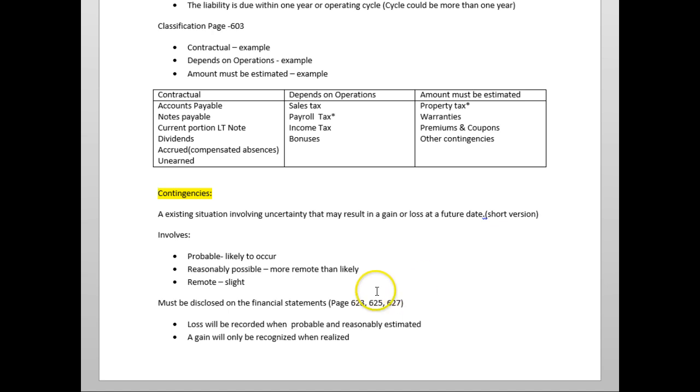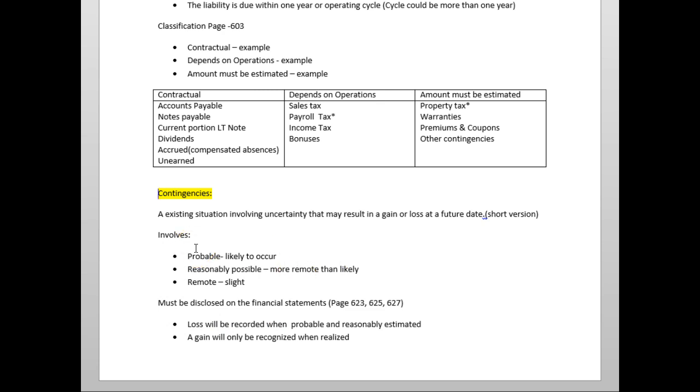There's some terminology used with this. There are three, and these are kind of important, because how these apply to the contingency will depend on whether things are disclosed in the financial statement. And if you look at pages 623, 625, and 627, you can see how these words interplay with that. The other things that you're going to look at is a loss or a gain and when to record it. So let's come back and look at probability.